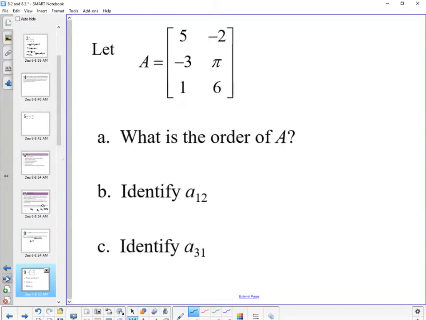Okay. So we're going to let A represent the matrix that includes those elements above. What is the order of A? It's a 3 by 2. What is element A, 1, 2? Negative 2. What is element A, 3, 1? 1. Anybody have questions on anything right here? No, but don't move forward. I can wait. Are we good then? All right, moving on.